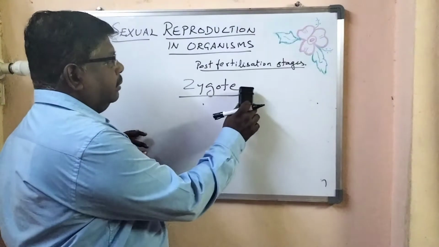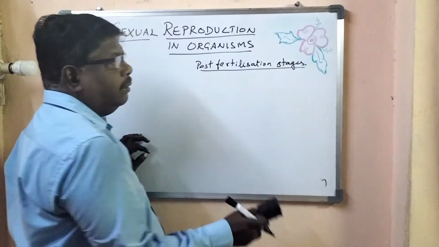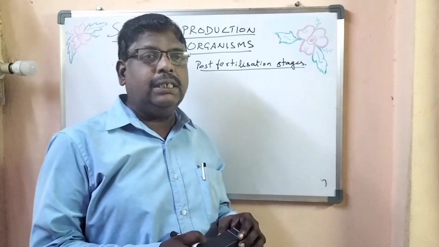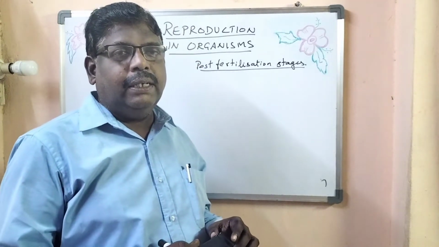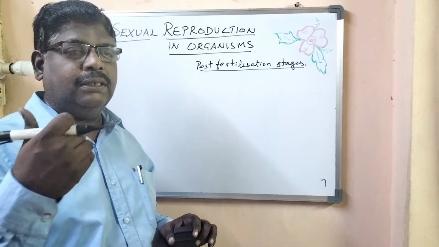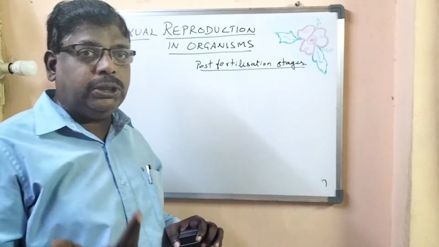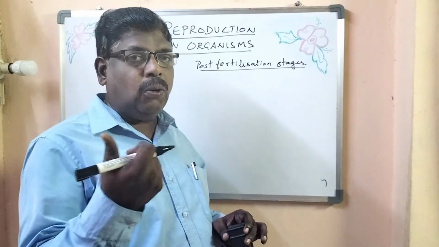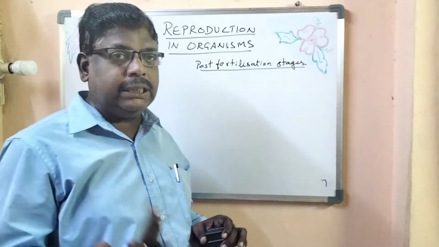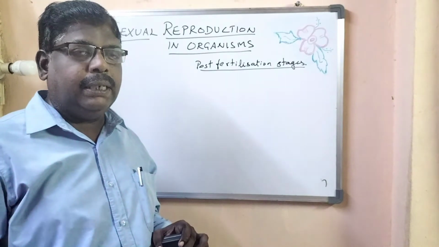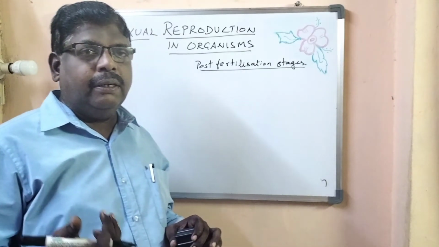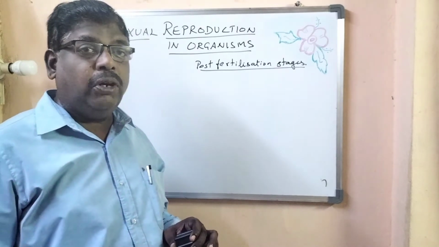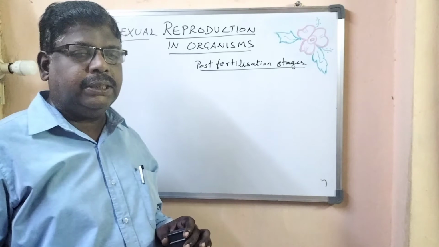So that's about zygote. In fertilization, there are two types: external and internal fertilization. External fertilization is fertilization that happens outside the body of the organism. Examples: reptiles, amphibians, bony fishes.